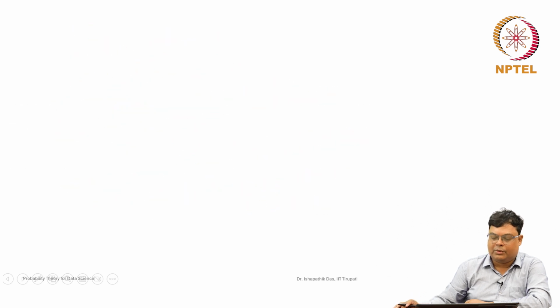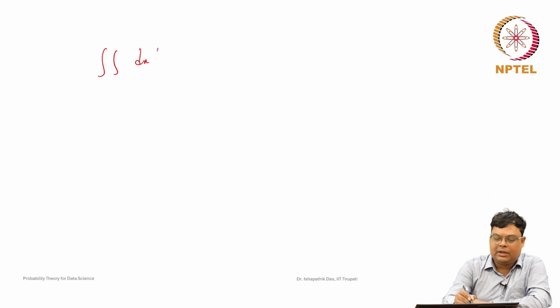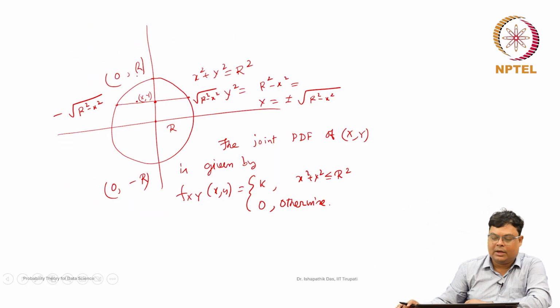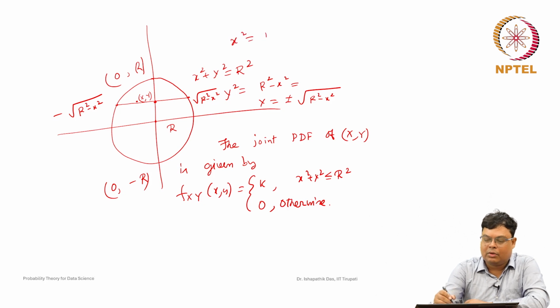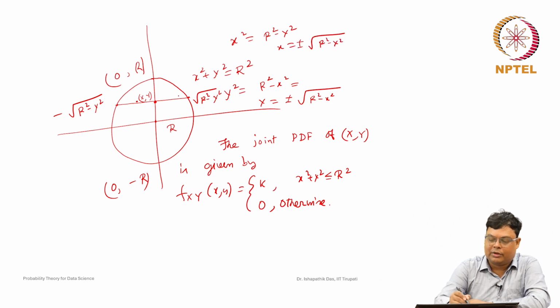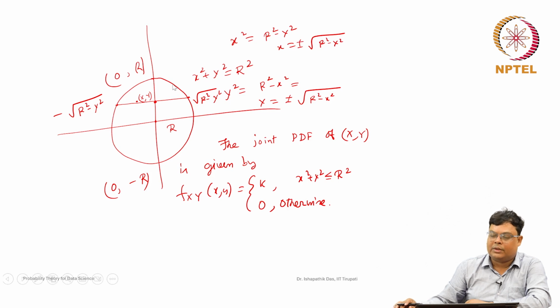Suppose you want to do the integration dx dy. It will be minus root over of r square minus y square. So x limit we are finding, limit of x. We just did the opposite before, the y limit. So the x limit will be, x square is r square minus y square, so x will be plus minus root over r square minus y square, given the y value actually we are finding. So r square minus y square.